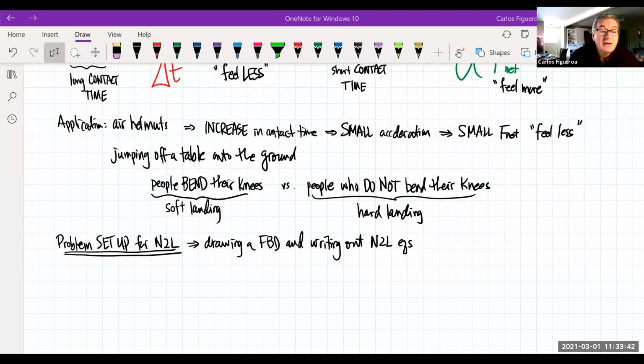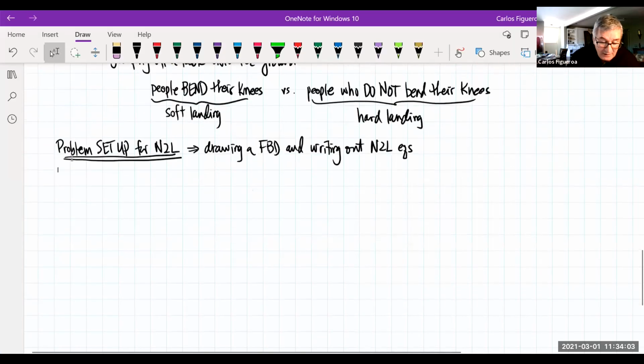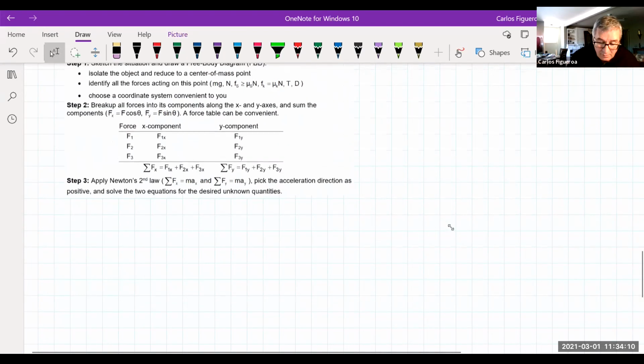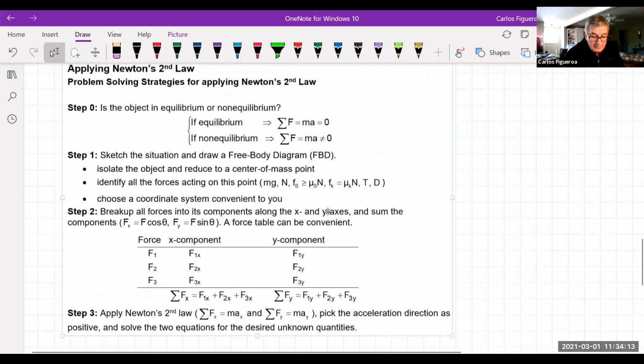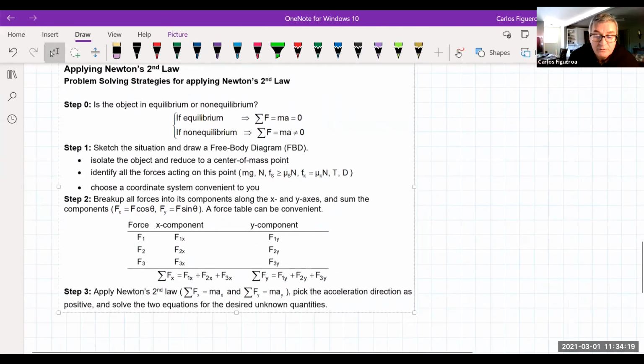If you look under lecture 5, note that in green it says problem solving strategies for applying Newton's second law. This is what we want to focus on right here. That's what I'm going to go over right now. So you have access to it, and this is what you read right here. Let me make this just a tiny bit smaller. I just want to make sure that I'm sharing my screen with you. I think I am, and it looks like I am. Okay, so let's go look at this. What do I see here?